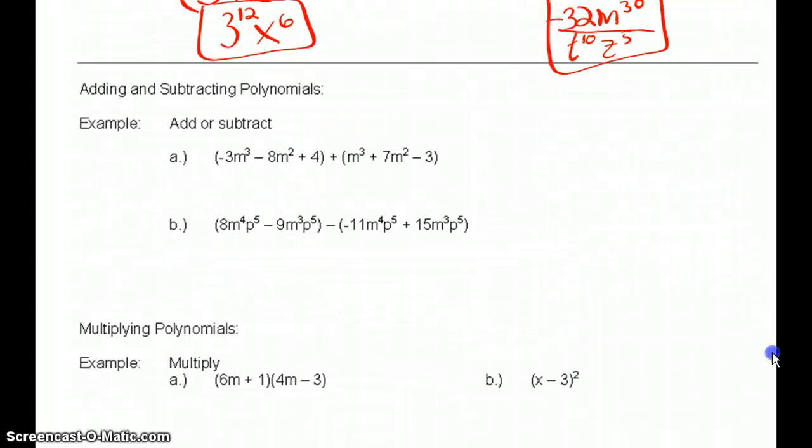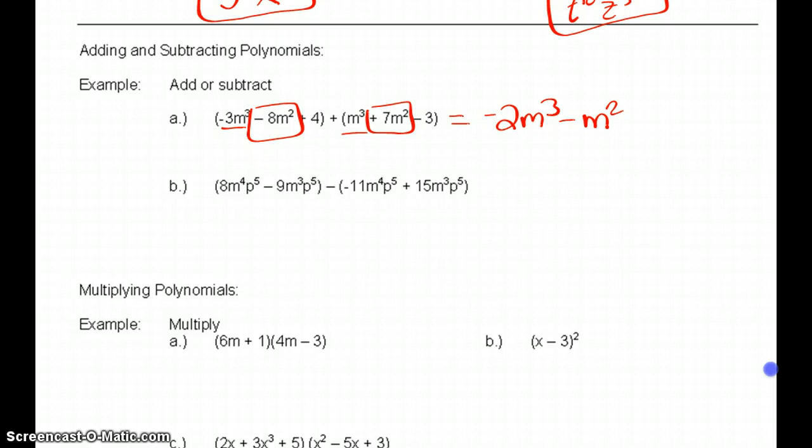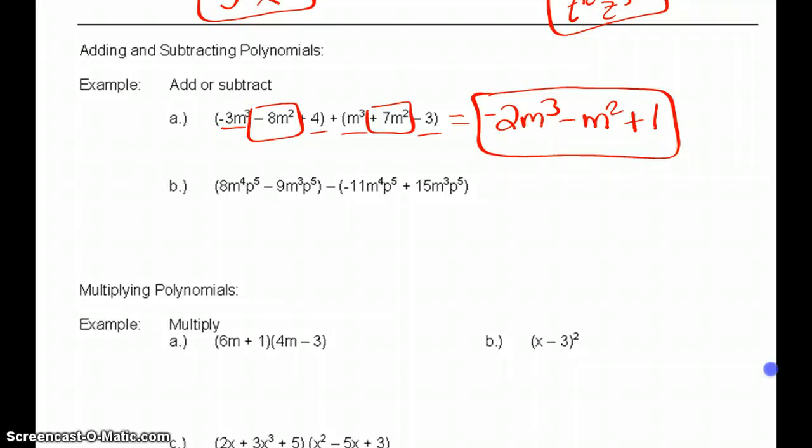Okay, let's go to adding and subtracting. We should all be very familiar with adding and subtracting like terms. I'll just bring you through the actual applications. It's not something I think you don't know, but let's just recap a few problems. So we're lining up our like terms, and that's going to give me the sum of negative 2m to the 3rd. These are going to give me the sum of negative m squared. And then finally, we have a positive 4 and a negative 3, which is going to give me a positive 1. So there's our addition of polynomials.